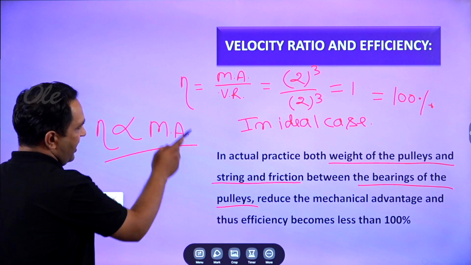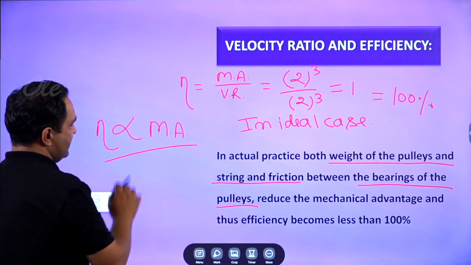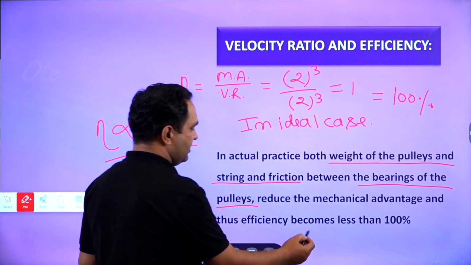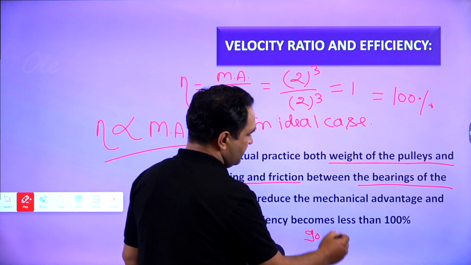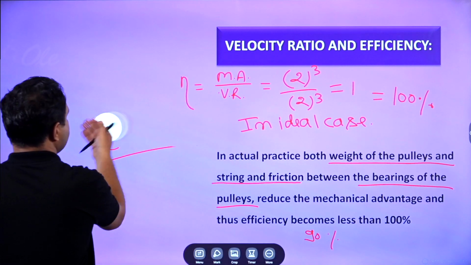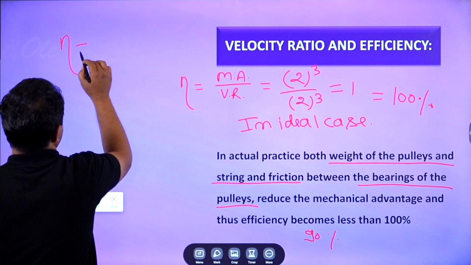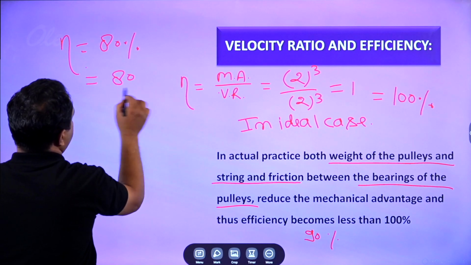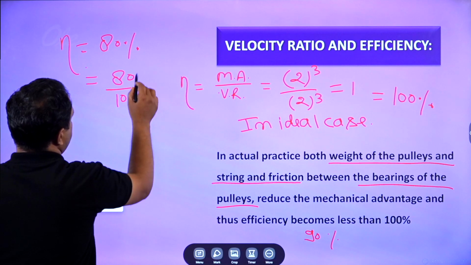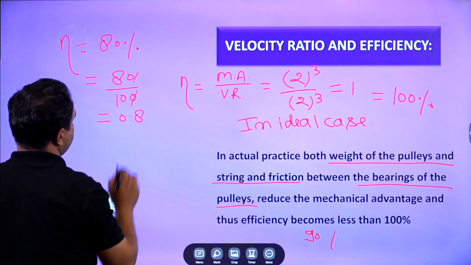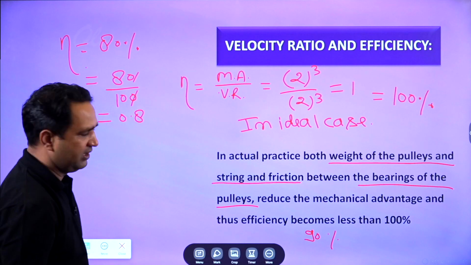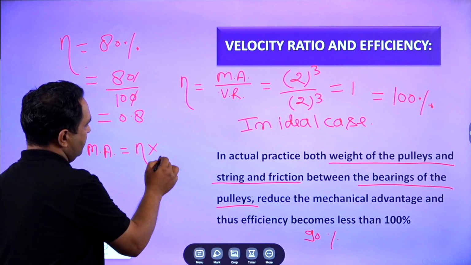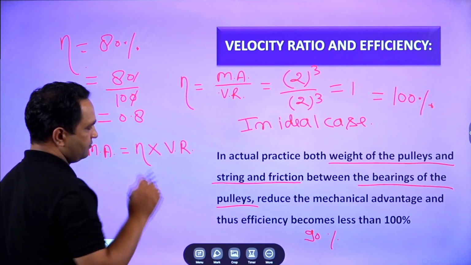Right? So in actual practice, efficiency is not 100%. It is less than 100%, 90% or 80%. Suppose that efficiency is 80%, or 80 upon 100, which means 0.8. Then in this case, what will be the mechanical advantage? The mechanical advantage is equal to efficiency multiplied by velocity ratio.